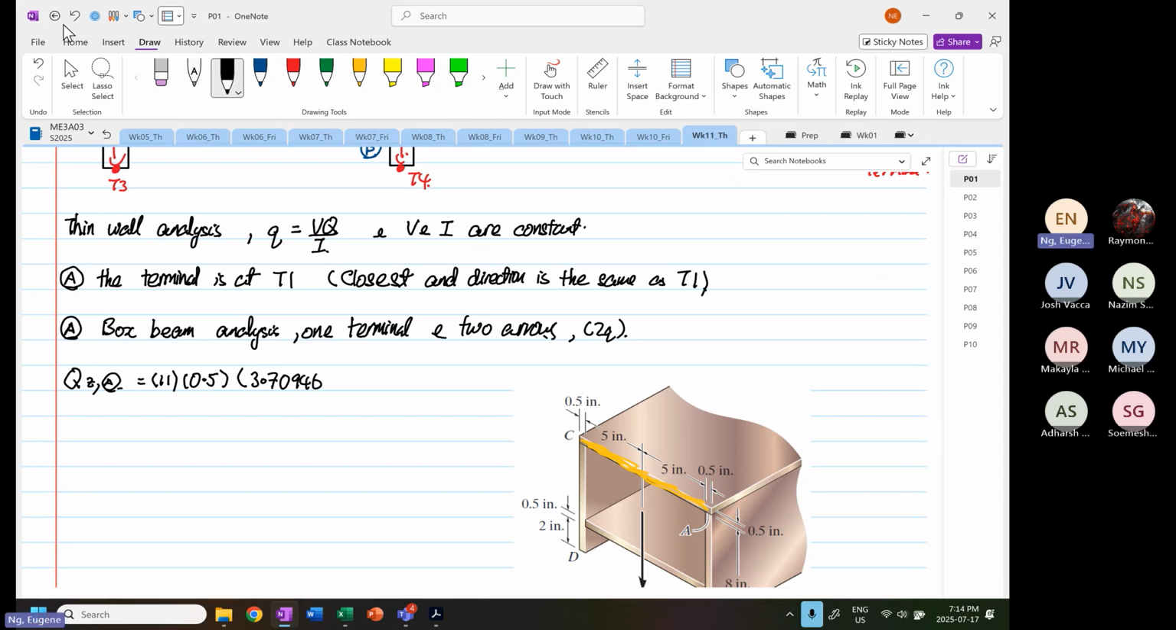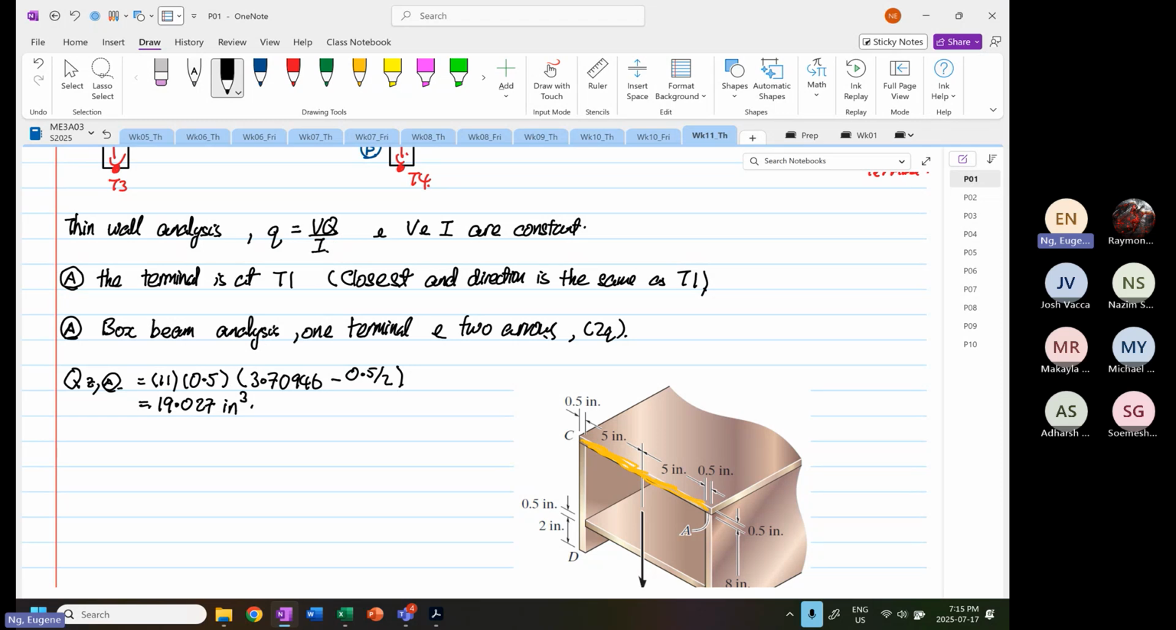Okay, let me go through it again. 3.70946 minus 0.5 divided by 2. So this will be equal to 3.70946 minus 1.5 divided by 2, times 0.5, times 11. It's equal to 19.027 inches cubed. Let me do it again. Okay, so it is correct.